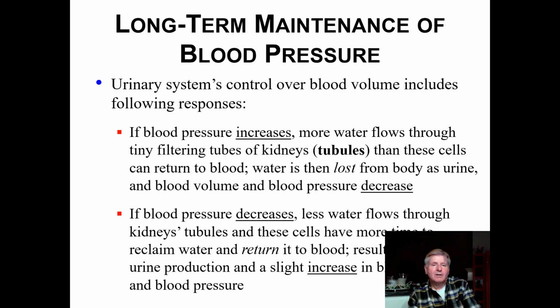So let's look at the urinary system's long-term control over blood volume. If your blood pressure increases, there's more water flowing through the nephrons in your kidneys, and what those cells can return back to the blood. So water is then lost from the body as urine, and therefore your blood volume and blood pressure will also decrease. If your blood pressure decreases, then less water flows through the kidney tubules, and those cells have more time to reclaim water and return it to the blood. That results in decreased urine production, but a slight increase in blood volume and pressure.